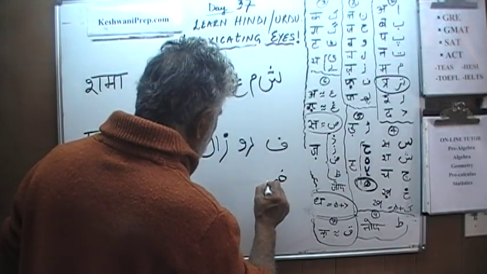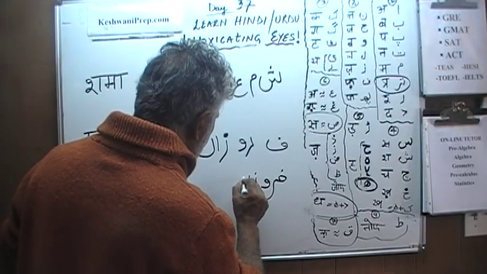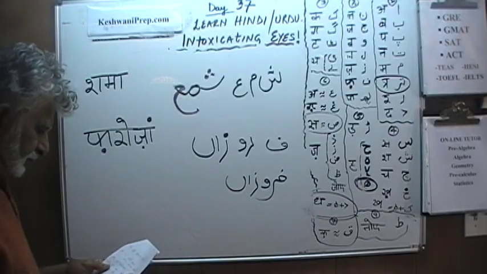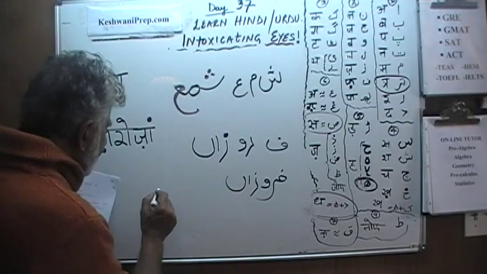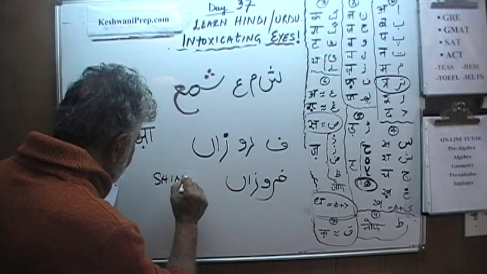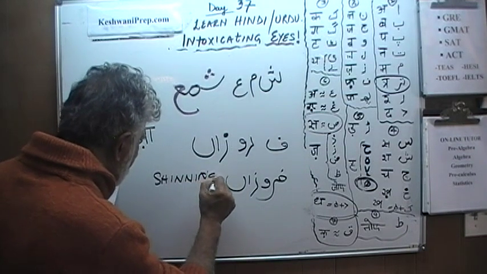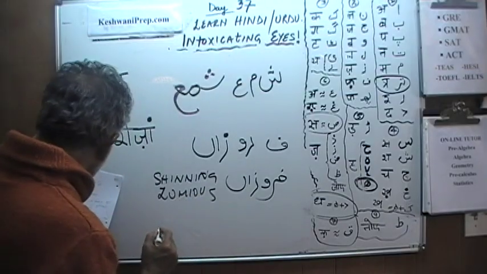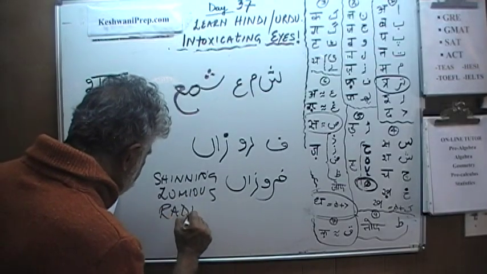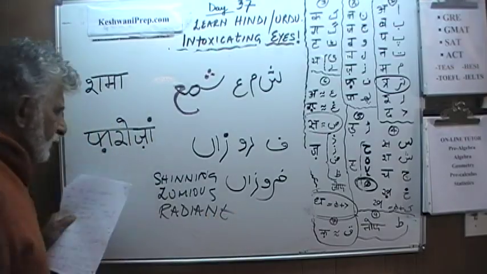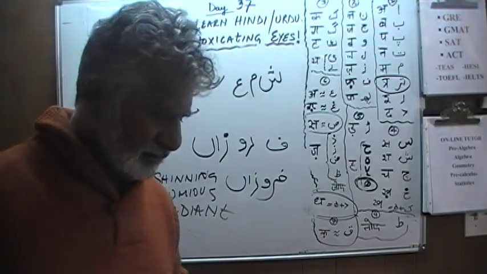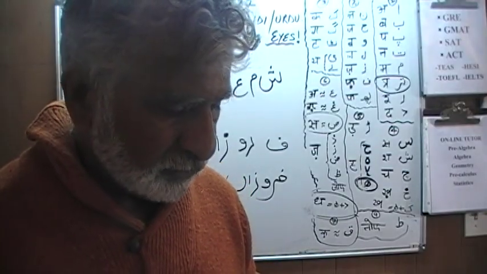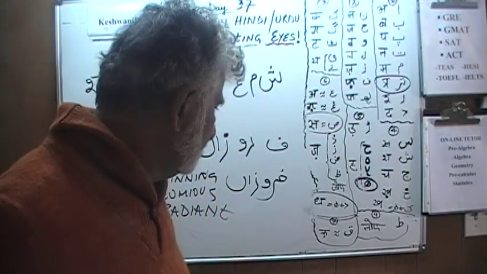Farozan. Farozan means shining, luminous, radiant, full of light. It comes from the word faroz. Faroz means illuminating. Farozan is an adjective.